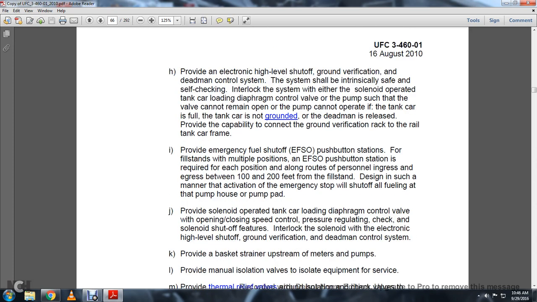Provide emergency fuel shutoff buttons and stations for the fill stand with multiple positions. The emergency fuel shutoff button station is required at each position along the routes of personal ingress and egress between 100 and 200 feet from the fill stand, designed in such a manner that the activation of the emergency stop will shut off all the fueling at the pump house or the pump pad.